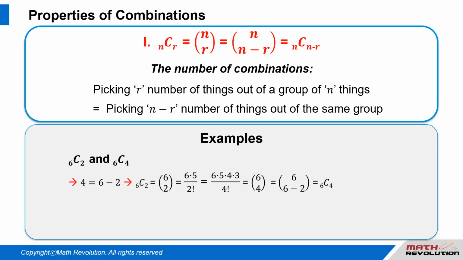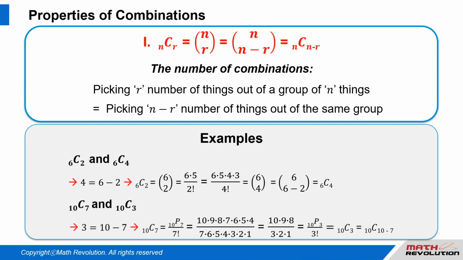Examples: 6 choose 2 and 6 choose 4, as 4 equals 6 minus 2. 6 choose 2 equals 6 times 5 over 2 factorial, which equals 6 times 5 times 4 times 3 over 4 factorial, which is equal to 6 choose 4, which is equal to 6 choose 6 minus 2, which is equal to 6 choose 4. And 10 choose 7 and 10 choose 3, as 3 equals 10 minus 7.